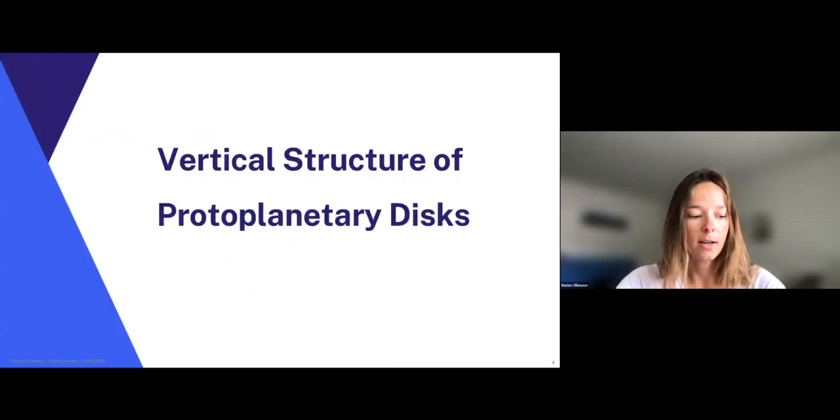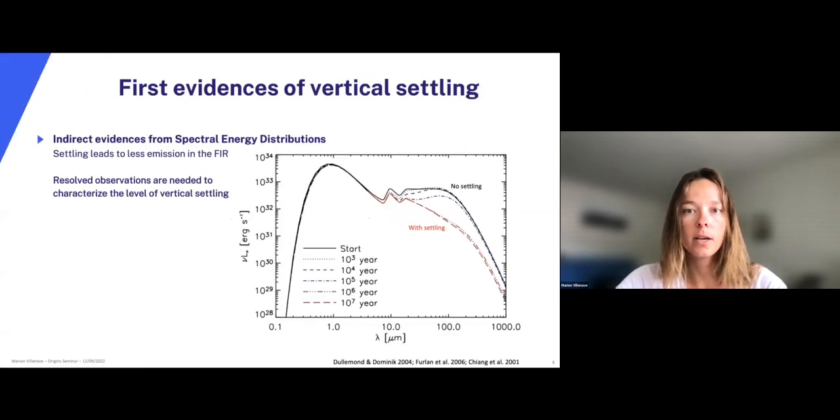And as I said, today I'm mostly interested in presenting observational constraints on the vertical structure of protoplanetary disks, because it is not well known yet, not well constrained observationally, and so these are new constraints. Also, if settling is efficient, then this allows an increase of the dust density in the midplane, which is useful for planet formation.